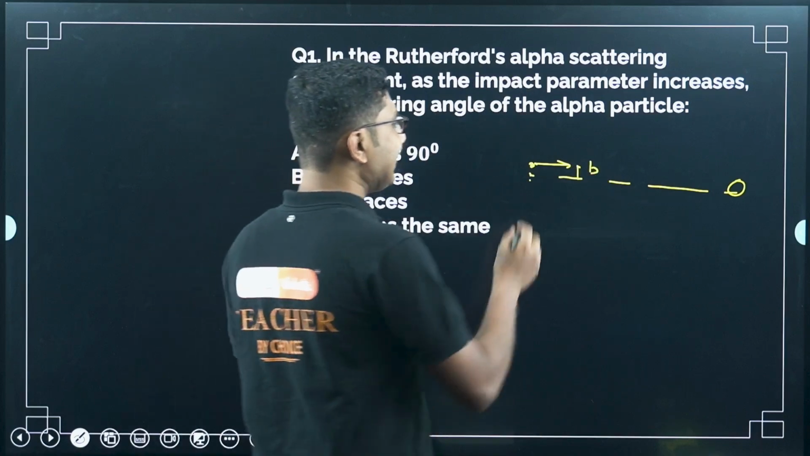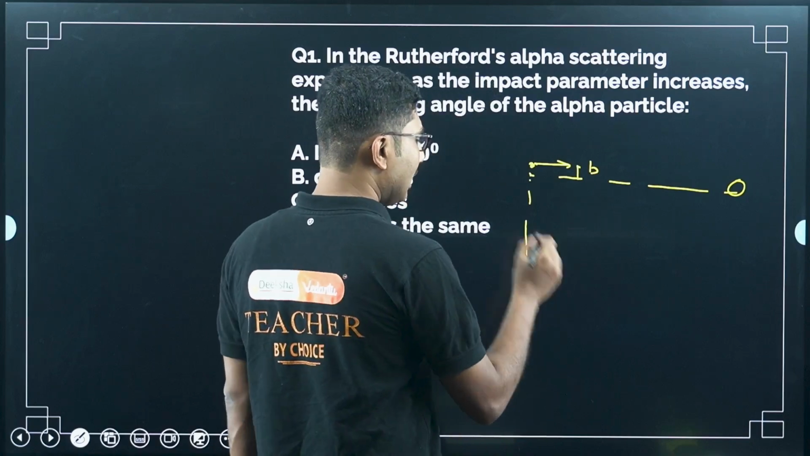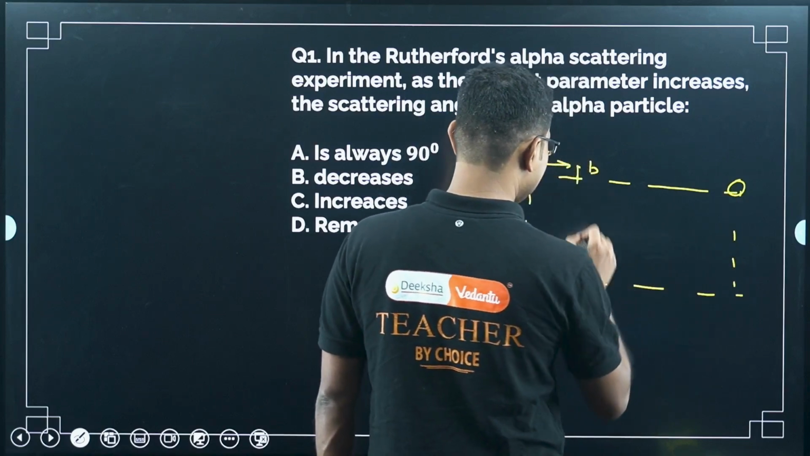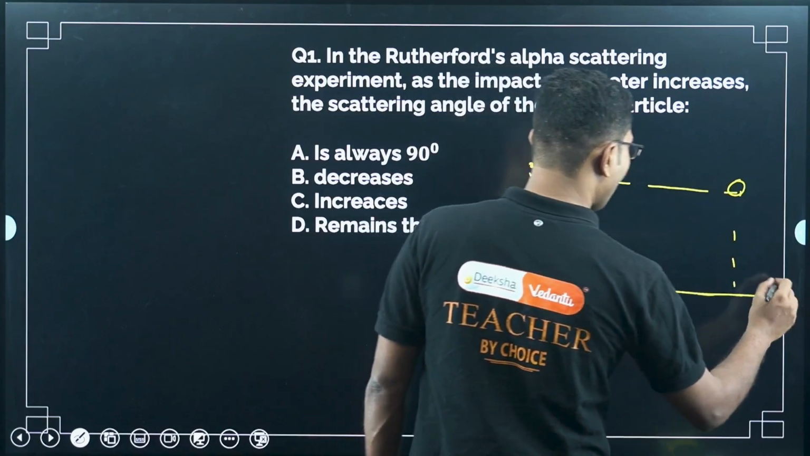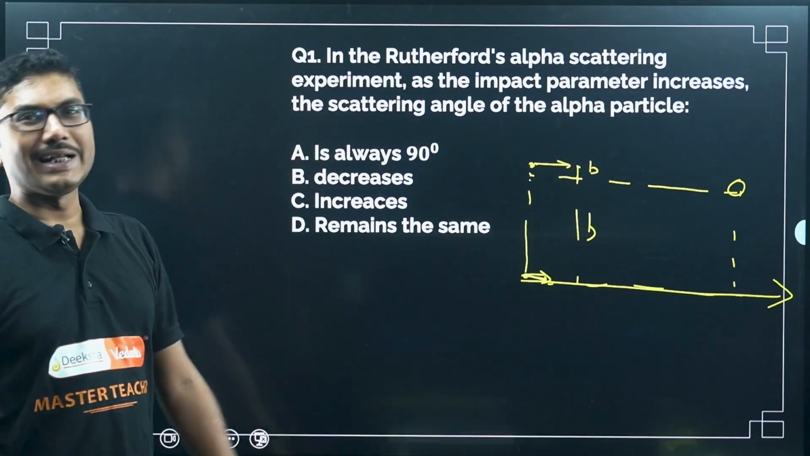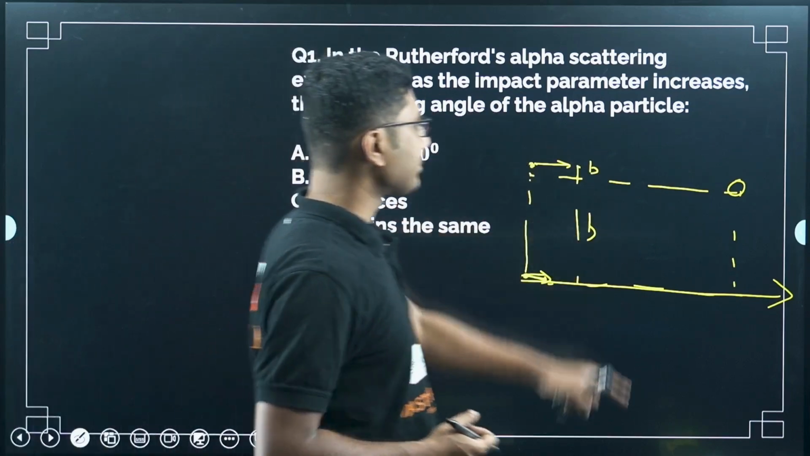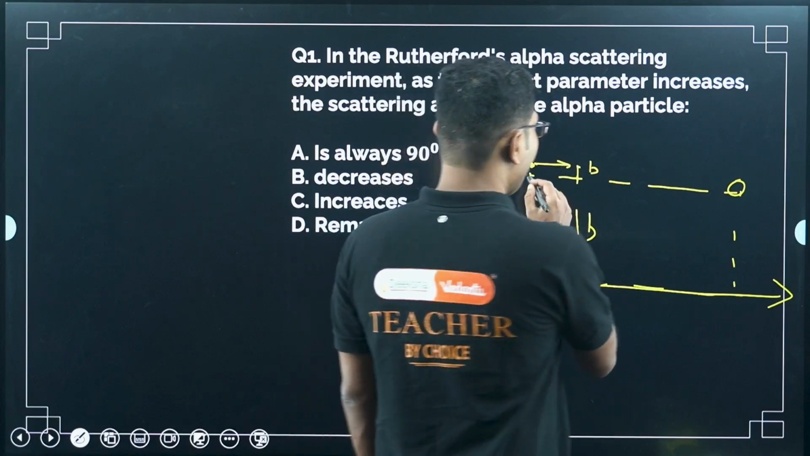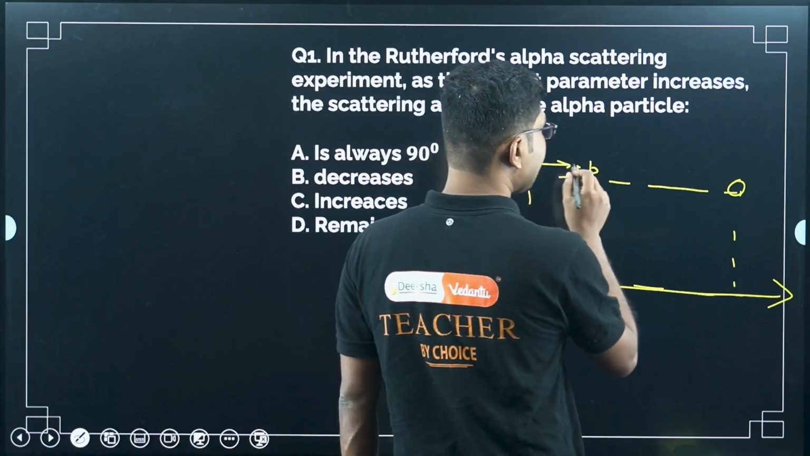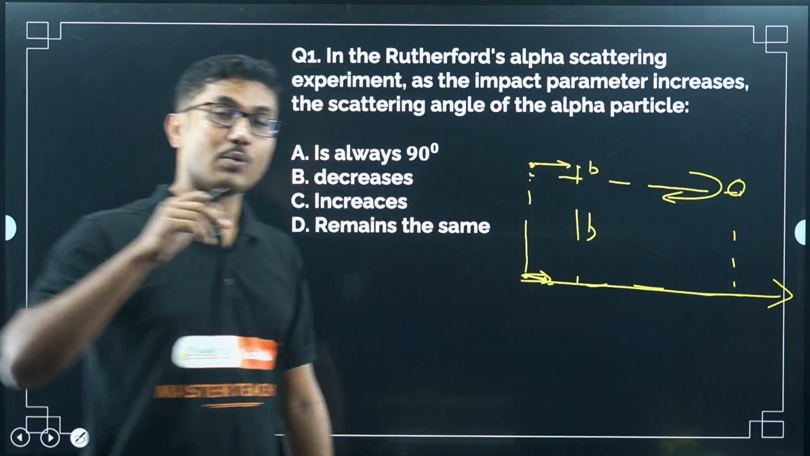Right, increasing impact parameter means it is going far away. So now if we throw an alpha particle, the impact parameter is now very high. So what will happen in this case? In this case, this particle will not at all deflect. It will mostly go straight without interacting with the nucleus. Right, so what is happening to the angle of scattering? If it is straight, and if the impact parameter is 0, as we discussed in one question, then the alpha particle will rebound, so it will be 180 degree.